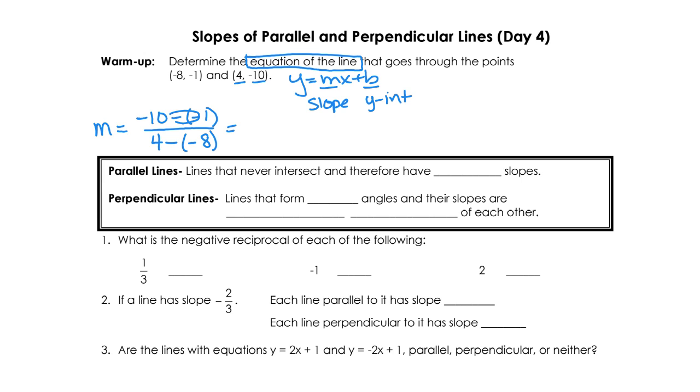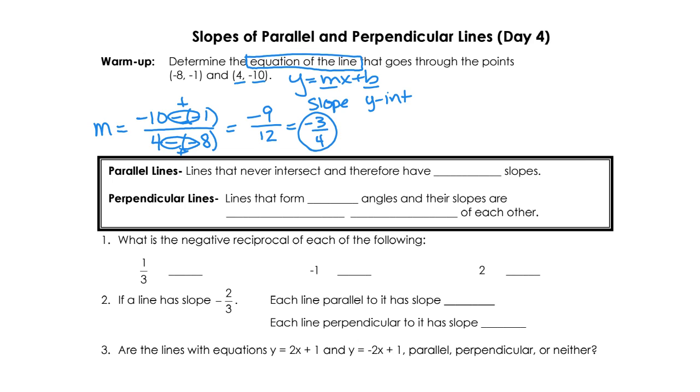-10 plus 1 on the top is going to put me at -9. And on the bottom, that's really 4 plus 8, which is 12. And if I reduce -9 over 12, that reduces to -3 over 4. I'll give that a little circle. We are halfway there.